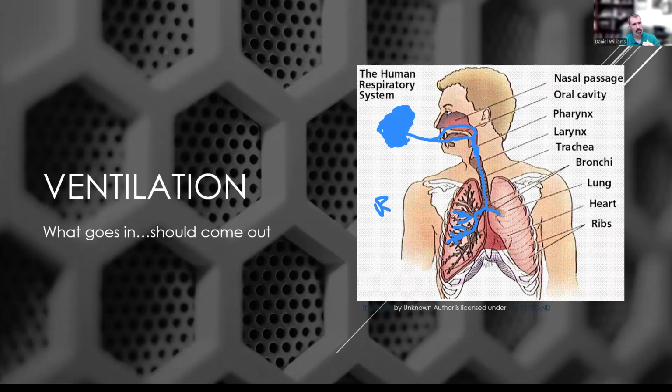Remember, in the past, we'd also talk about external and internal respiration. External respiration is a reference to the exchange between oxygen and carbon dioxide that takes place in the lungs. But ultimately, what I want to impress upon you right now is ventilation. Yes, air goes in, and air should come back out.